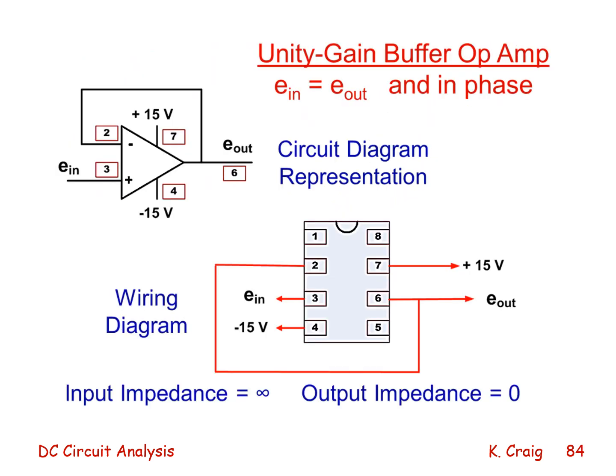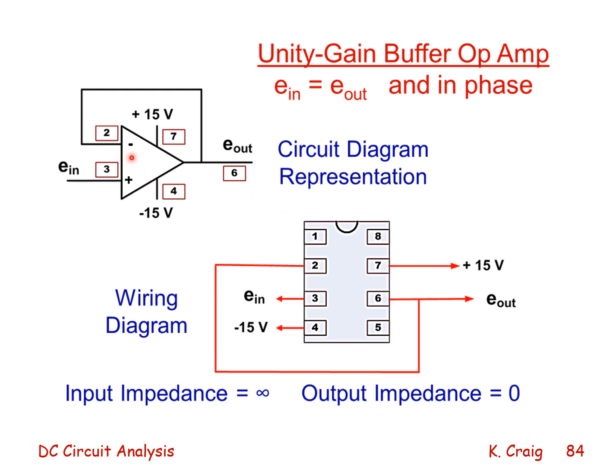Here we see a diagram of the op amp, in this case the 741 op amp, wired in the unity gain voltage follower configuration. Here we see the circuit representation where we have 8 pins. Pins 1, 5, and 8 are not connected.